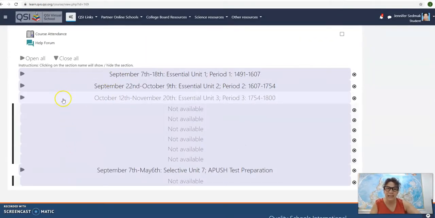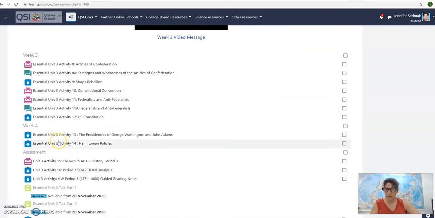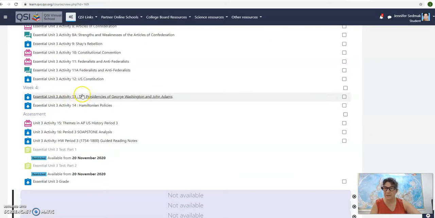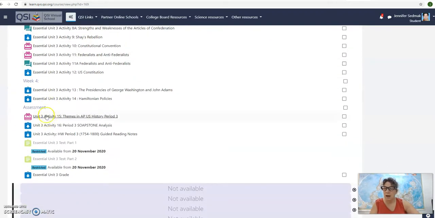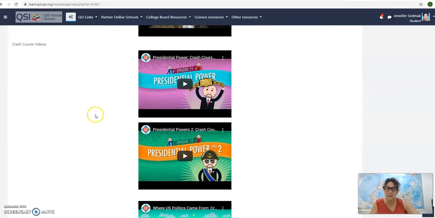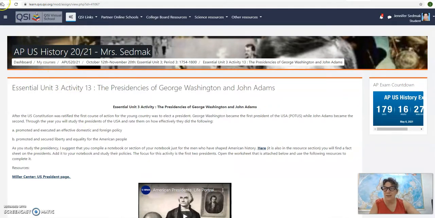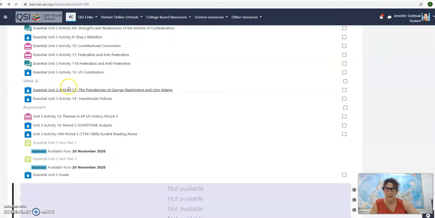So clicking on the tab for Essential Unit 3, if we scroll down to week number 4, because these are the activities that you did last week. In week 4, these are the 2 activities that I am referencing. We're going to take a look at the presidencies of George Washington and John Adams. When you open this activity, you're going to see that there are many videos to help support your understanding of those first 2 presidencies. So I would encourage you to watch all of them. None of them are more than like 10 or 15 minutes in duration, so you should have time to watch all of them.